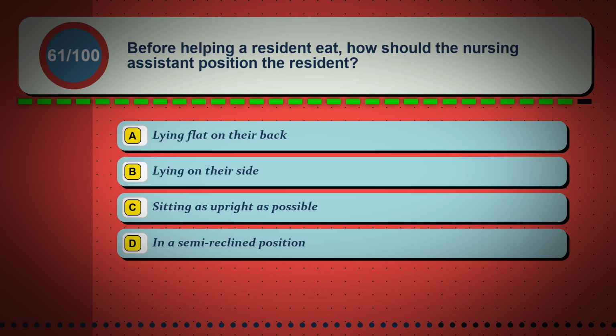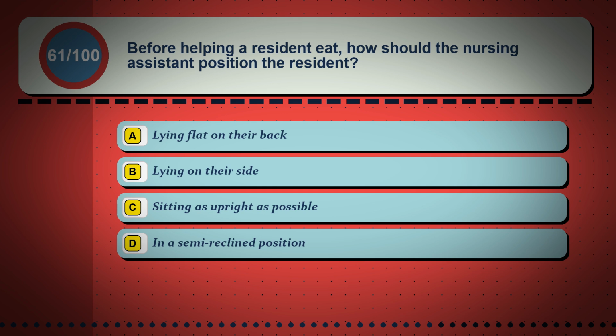Question 61. Before helping a resident eat, how should the nursing assistant position the resident? Option A, lying flat on their back. Option B, lying on their side. Option C, sitting as upright as possible. Option D, in a semi-reclined position.